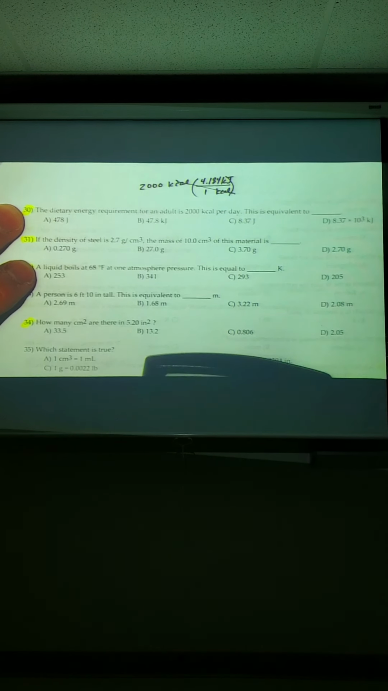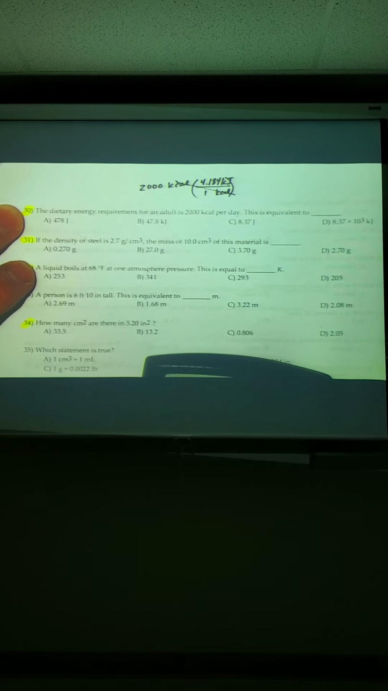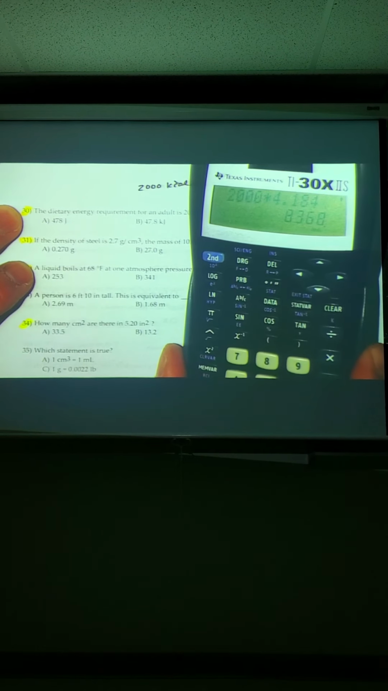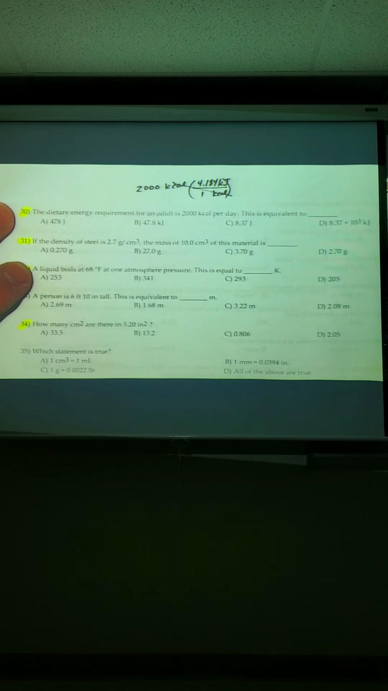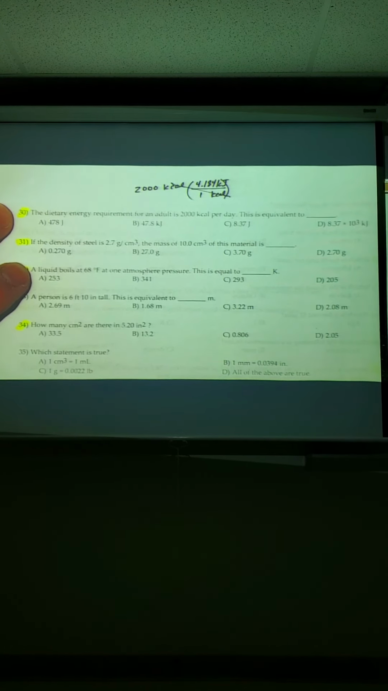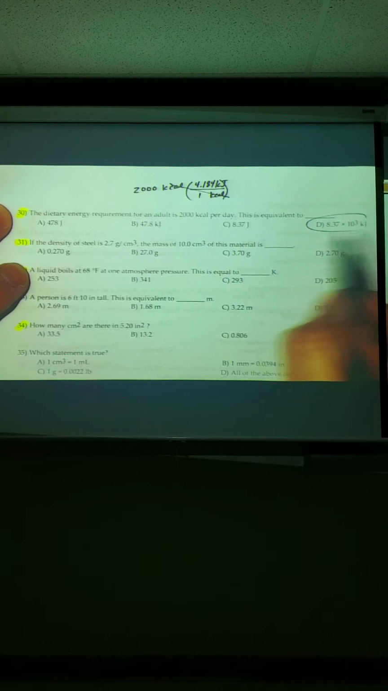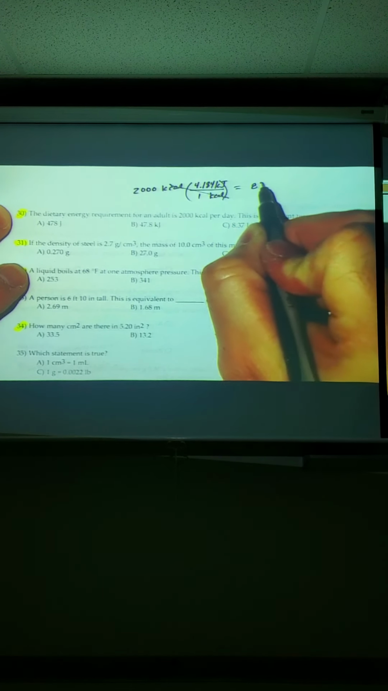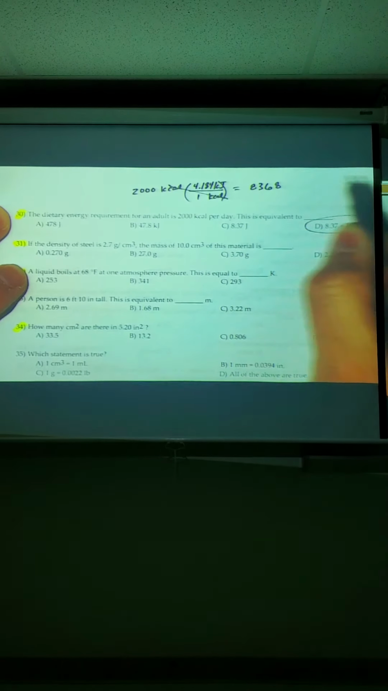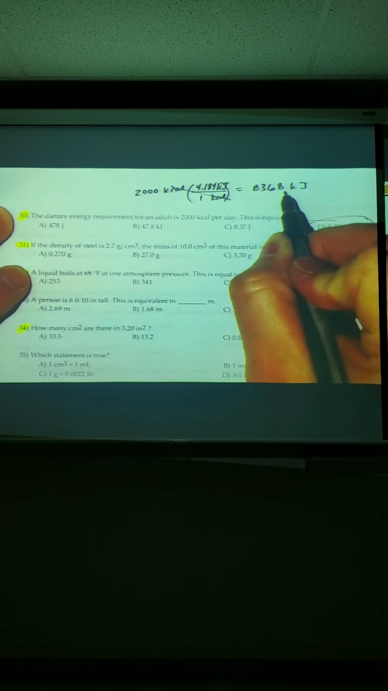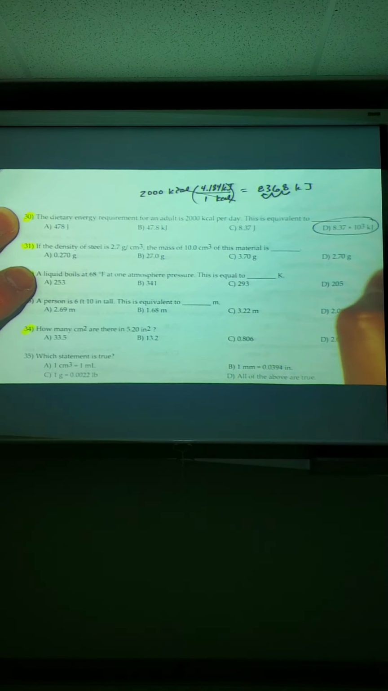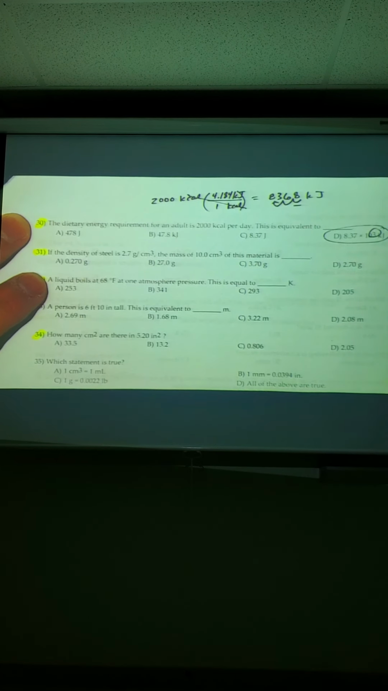So we multiply 2,000 times 4.184. We get 8,368. So if this is 8,368 kilojoules, move the decimal place 1, 2, 3, that's the power of 3, and then they rounded the 6 based on the 8 to a 7.